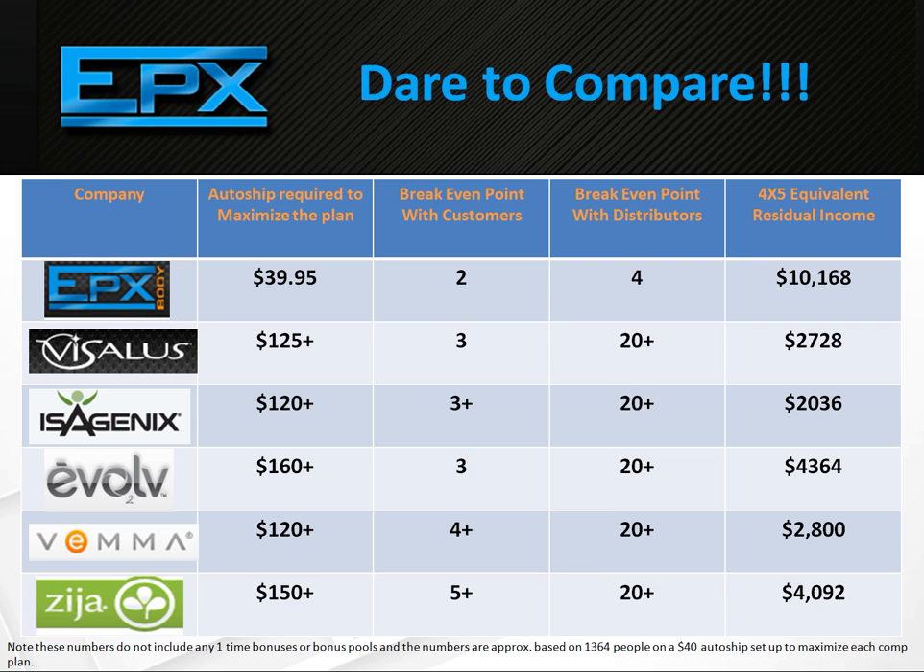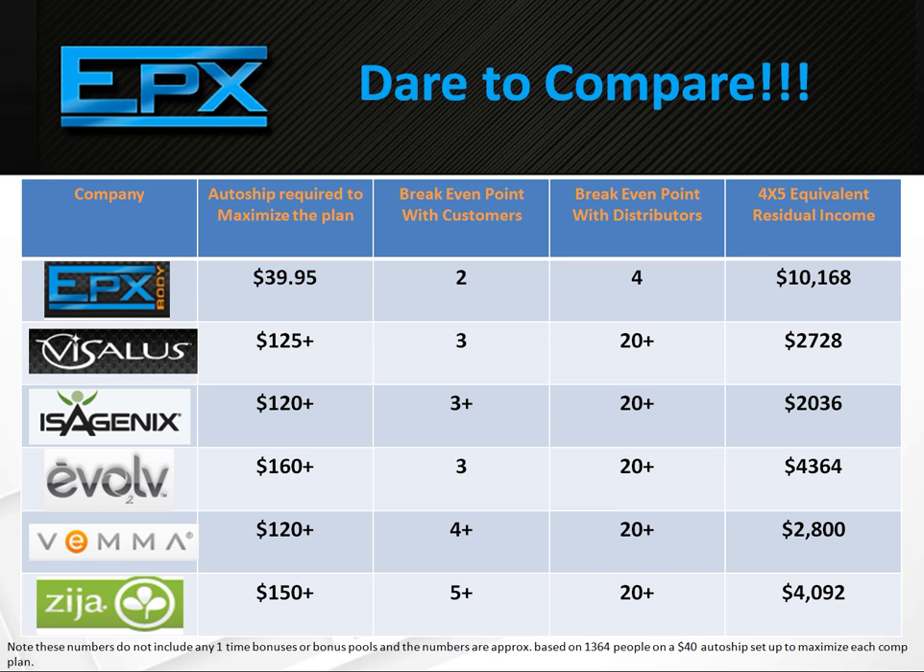Now, break-even point with customers. Since we pay the 50% bonus on every customer order, it only takes 2 customers to break even in EPX body. The competitors range from 3 to 5 or a little bit more. So again, you can see nobody is less than 2 to get to the break-even point.